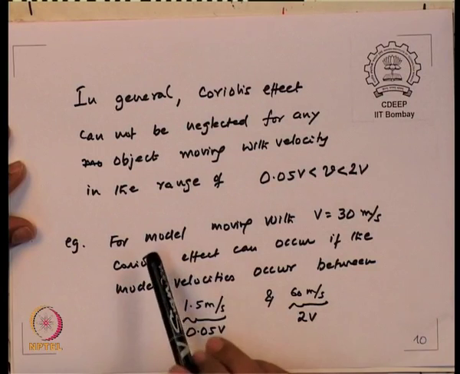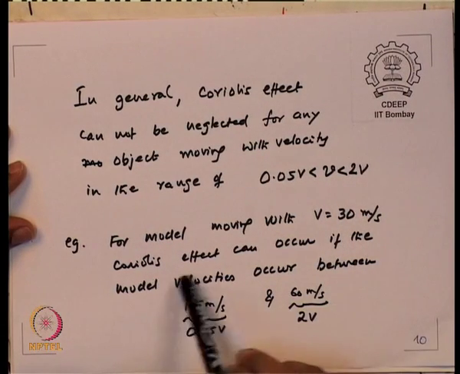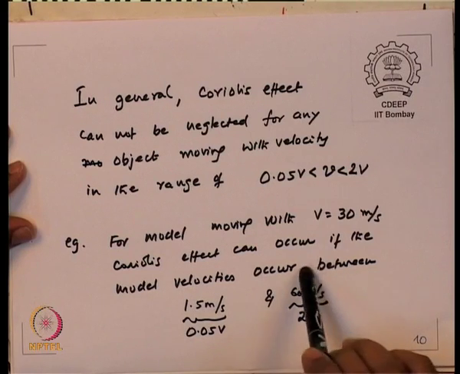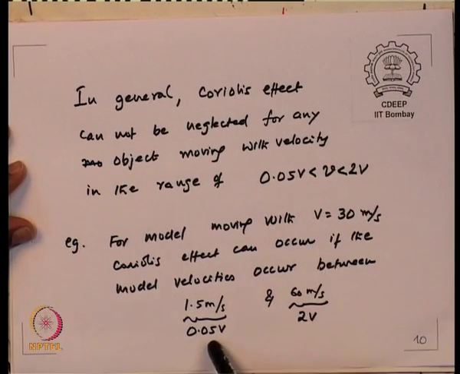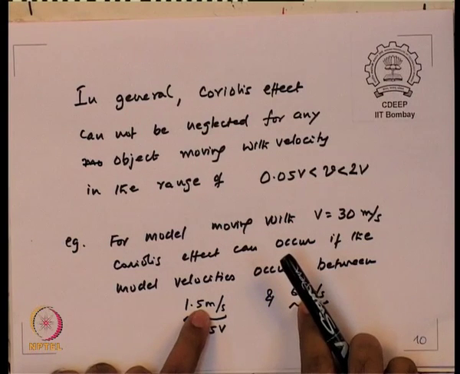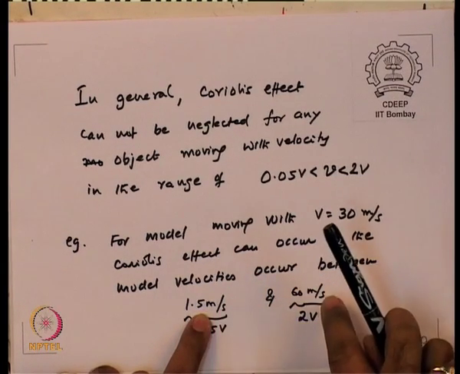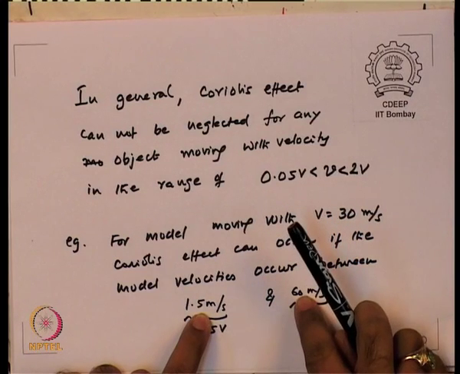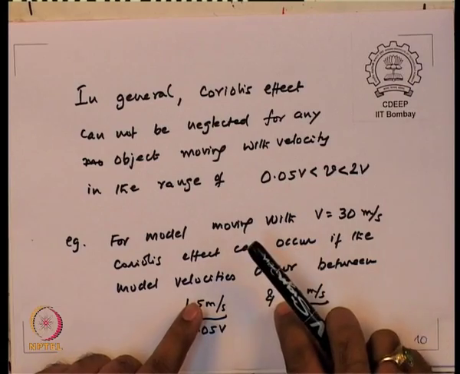So for example, if you have a model with V equal to 30 meters per second, Coriolis effect can occur if the model velocity lies between 0.05 V, that is 0.05 times 30, which is 1.5 meters per second, and 2V. So if the velocity of the moving object within the model is within 1.5 meters per second to 60 meters per second, then the model is subjected to Coriolis effect. Otherwise, the model is free from Coriolis effects.